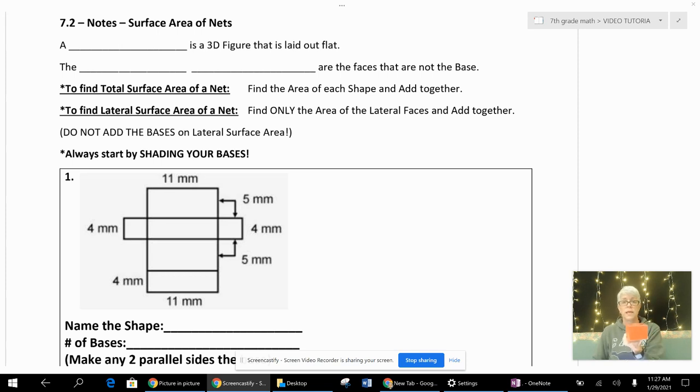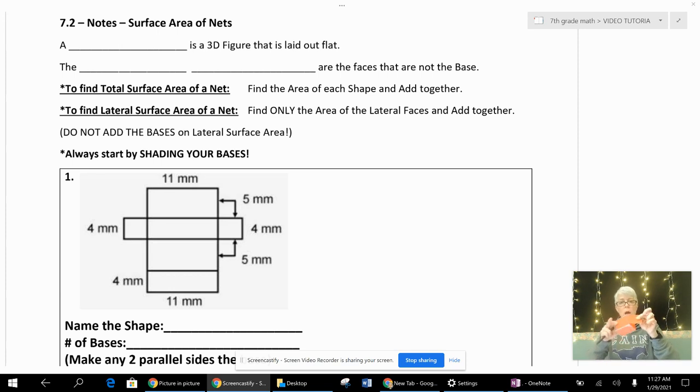You're correct. This is a prism. And so we're going to use this prism to learn about nets. In seventh grade, we focus mostly on the nets. When you get into eighth grade, you will find, let me back up. You will use nets to find the total surface area of this object. Now, when you get into the eighth grade, you won't use nets anymore. You will actually have a formula that will show you how to find the total surface area of this shape.